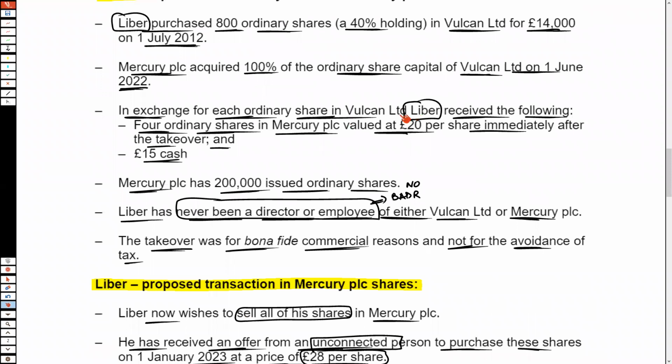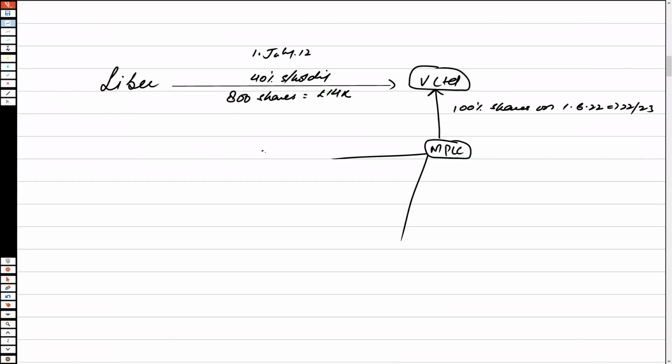In exchange for ordinary shares of V Limited, LIBOR received the following: 4 ordinary shares at 20 per share and 15 cash. Considering these two things here, 4 ordinary shares, the value of these ordinary shares at reorganization time is 20. By the way, if he is going to receive 4 ordinary shares against existing shares, what will be the total number of shares?